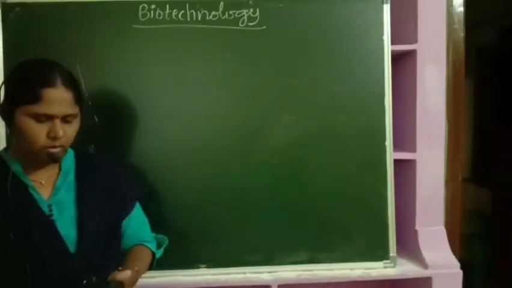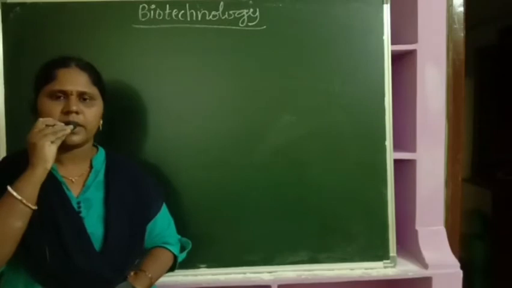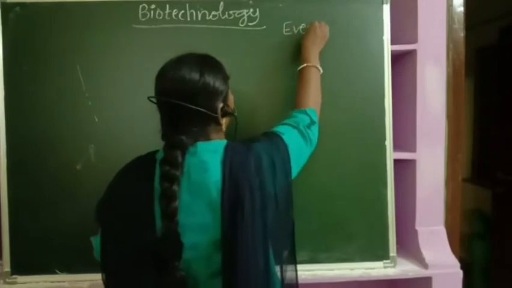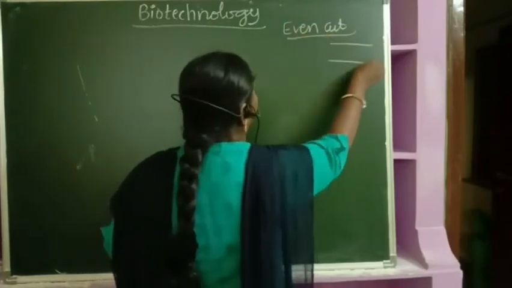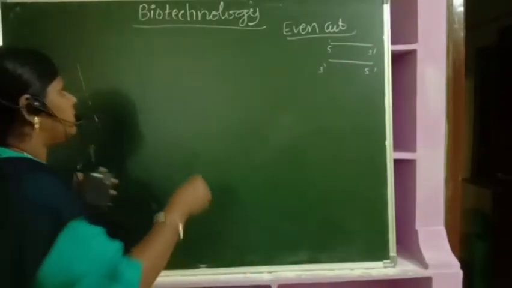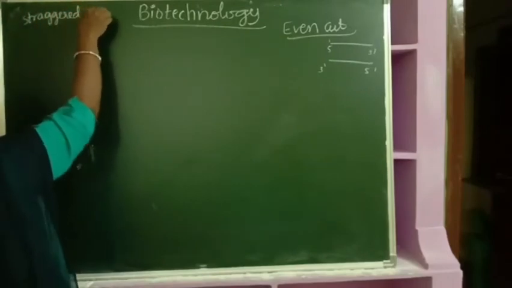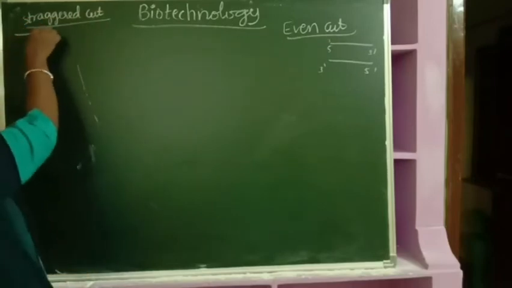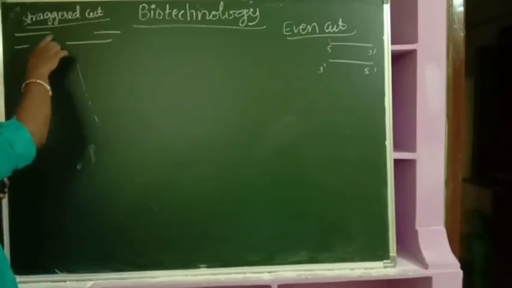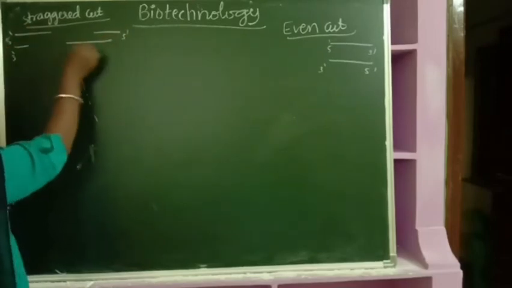Hello students, whatever it may be, the staggered cut or the even cut, generally if you look at the even cut, you'll get equal fragments, 5 dash to 3 dash and 3 dash to 5 dash. Or sometimes we find a staggered cut. That means you will get unequal bases like this. The cutting happens from here, unequal bases will come, that is called a staggered cut, 5 dash to 3 dash and 3 dash to 5 dash.